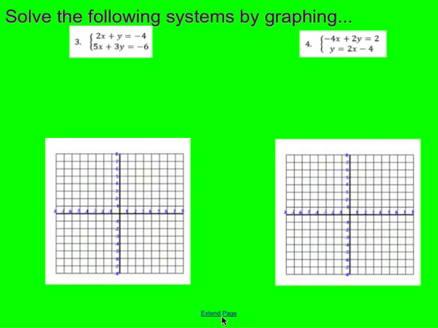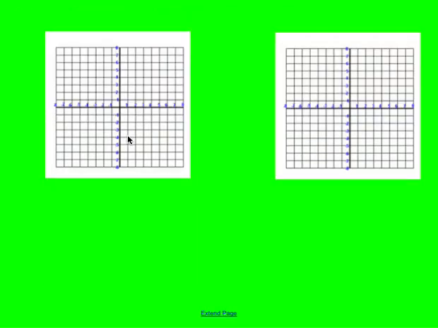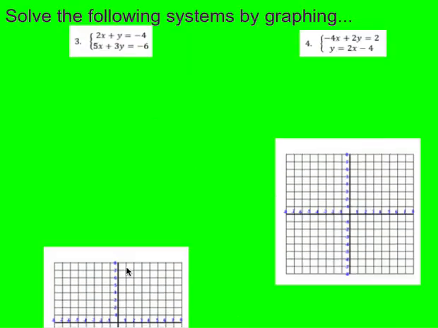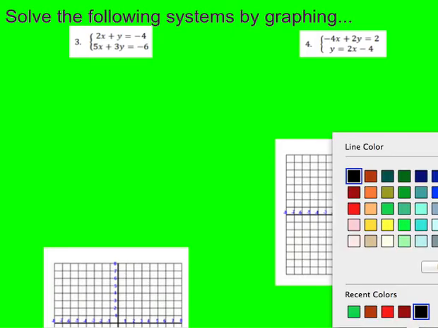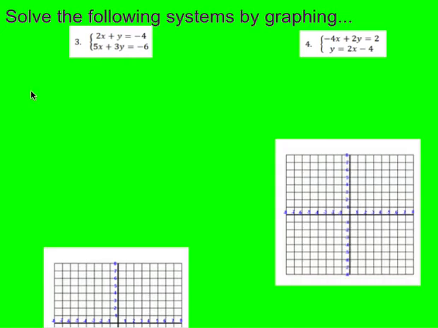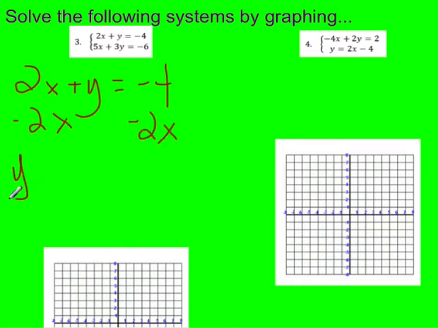Let's take a look at the next couple of systems here. So first of all, let's solve that first equation. 2x plus y is equal to negative 4. So we need to solve that equation for y. It's a positive 2x, so I'm going to subtract 2x from both sides. And then we get that y is equal to negative 2x minus 4.